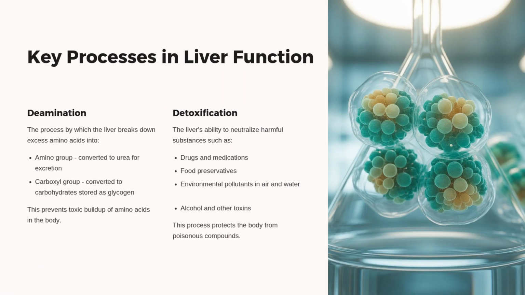Key processes in liver function. Deamination. The process by which the liver breaks down excess amino acids into: 1. Amino group converted to urea for excretion. 2. Carboxyl group, converted to carbohydrates stored as glycogen. This prevents toxic buildup of amino acids in the body.